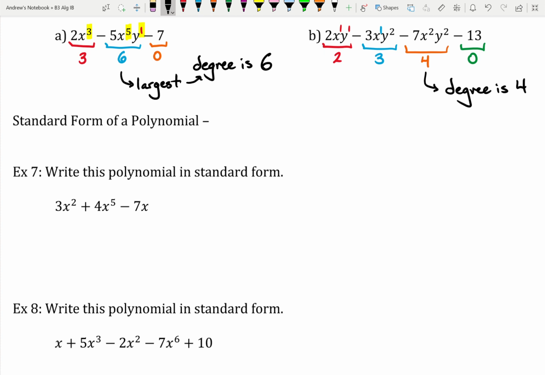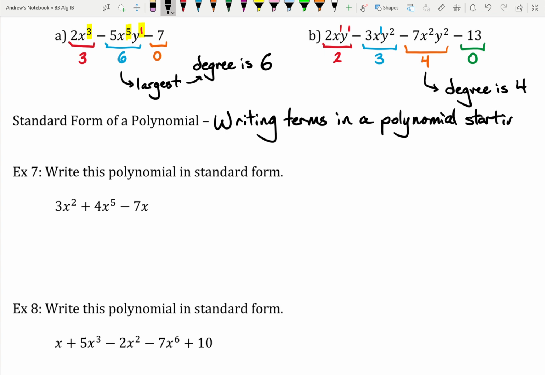So the standard form is basically telling me about when I'm writing terms in a polynomial, starting with the greatest power. The greatest power. Sounds like something out of the Avengers. Starting with the greatest power and decreasing.